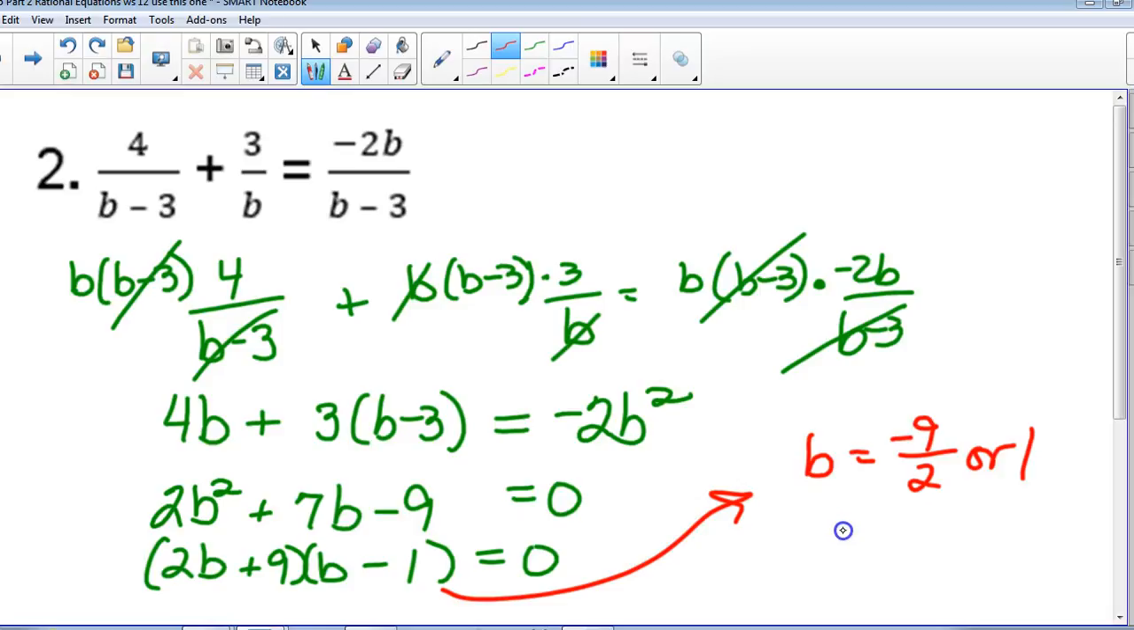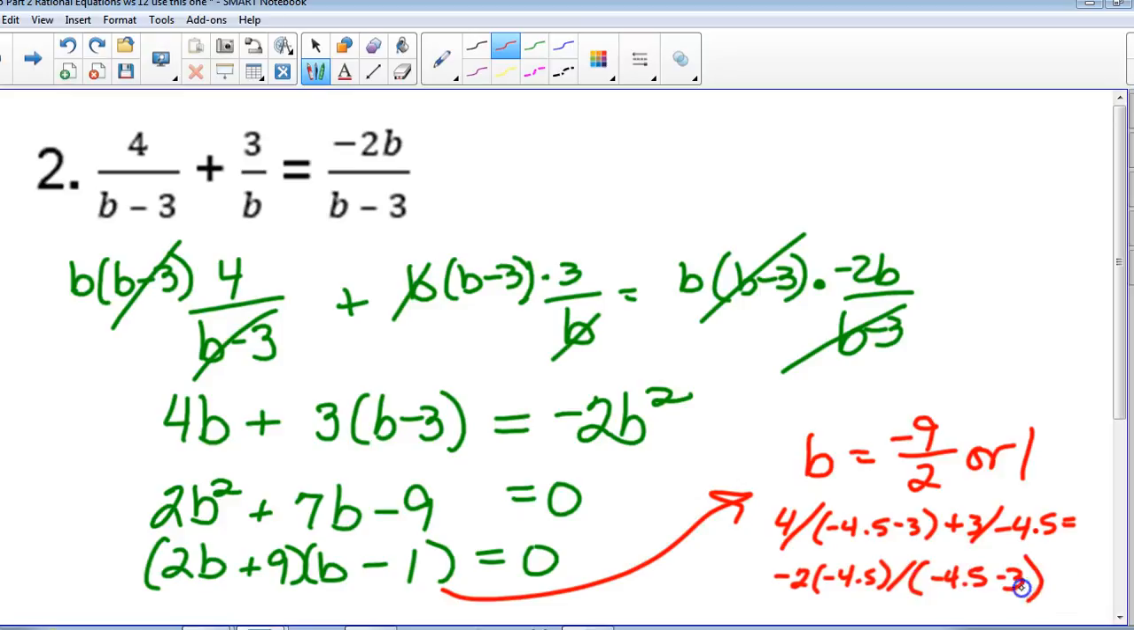It's kind of painful to plug this back in and check it, but if you use some parentheses, you could type this in as a negative 4.5. So you'd have 4 divided by negative 4.5 minus 3 plus 3 divided by negative 4.5, and you'd get an answer, and then on the other side you could type negative 2 times negative 4.5 divided by negative 4.5 minus 3. You do get the same thing, I promise. I checked it.